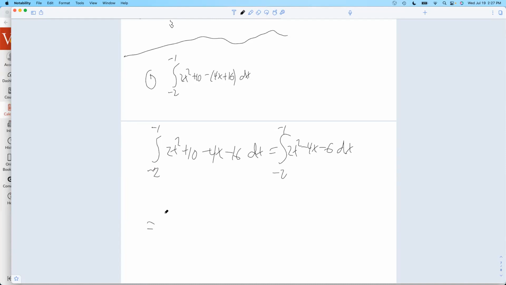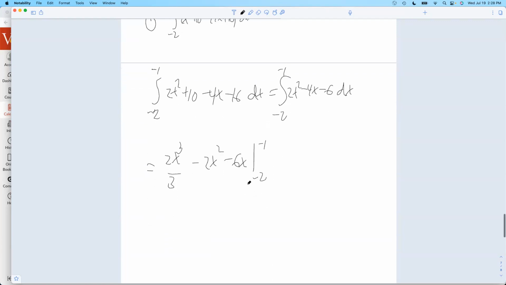All right, what do we get here? We get 2x cubed over 3 minus 2x squared. So I'm going to get 4x squared over 2. 4 over 2 is 2. Take your time and work this out on your own if you don't immediately see that. Minus 6x. The antiderivative of 6 is 6x. Evaluated from -2 to -1. All right, so we plug in top minus plugging in bottom.